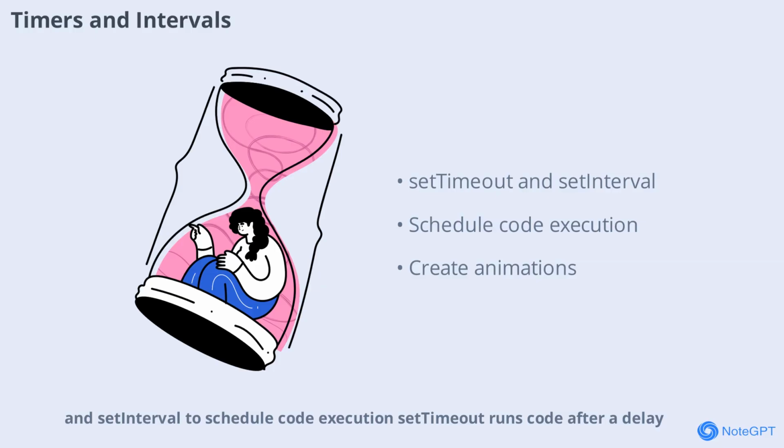setTimeout runs code after a delay, while setInterval repeats code at regular intervals. These tools are useful for creating animations, updating content, or delaying actions. Understanding timers and intervals will help you add dynamic timing to your web applications, making them more engaging and interactive.